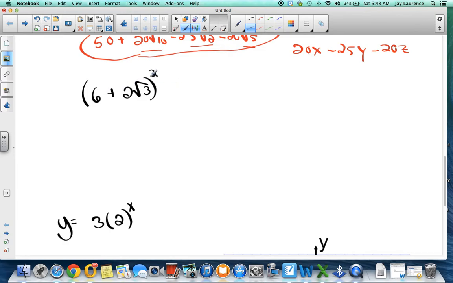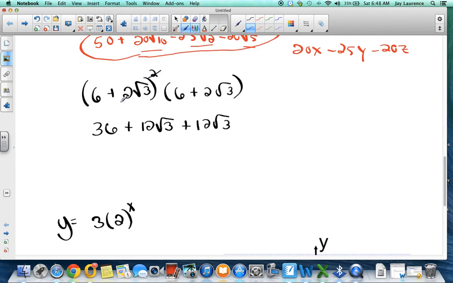Another FOIL problem. Cross that out and rewrite it as 6 plus 2 rad 3. All right, so my firsts are going to get me 36, right? My outers are going to give me 12 rad 3. My inners are going to get me 12 rad 3. Then my last, 2 times 2 is 4, but rad 3 times rad 3 is 3. So I'm going to have 4 times 3, or 12.